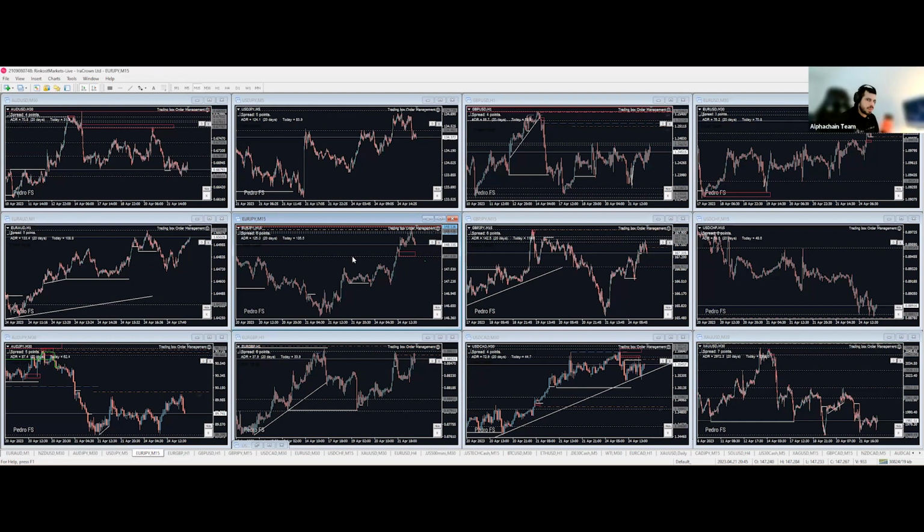Crazy day. The Dow Jones on the move again. This time it's dragging down the equity market.